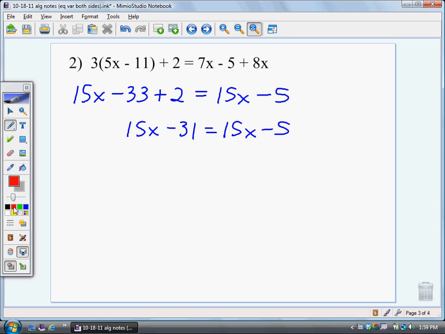That's the simplifying. Okay, that's the first thing you always do. Second thing you're supposed to do is get all the variable terms to one side. Well, if you look at this one, you'll notice that you have 15x on the left and you have 15x on the right. I suggested earlier you move the smaller one. Well, these are the same. So the way I'm going to move it is subtract 15x, and I would do it from both sides.